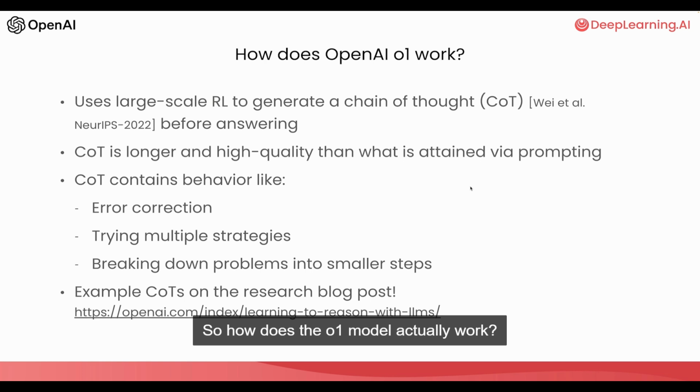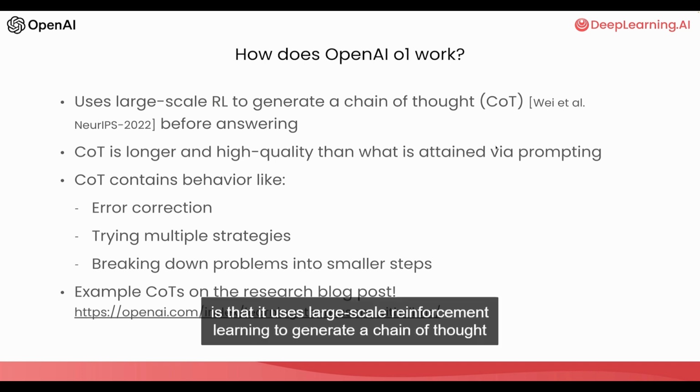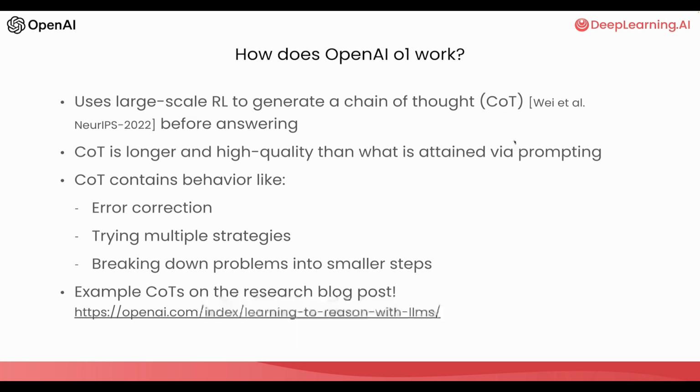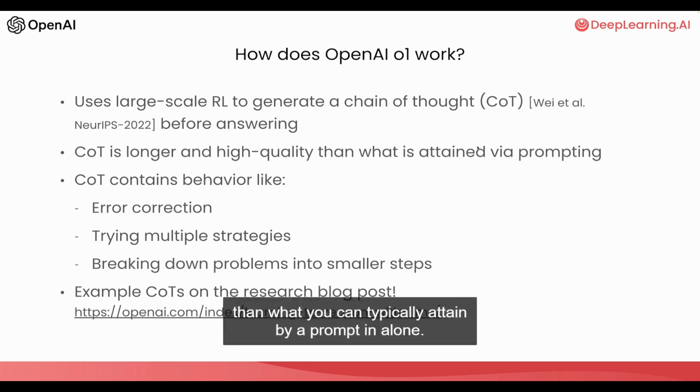So how does the O1 model actually work? The key factor is that it uses large-scale reinforcement learning to generate a chain of thought before answering. This chain of thought it produces is longer and higher quality than what you can typically attain via prompting alone.